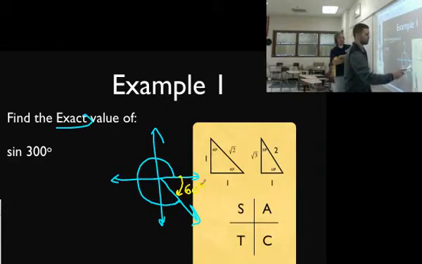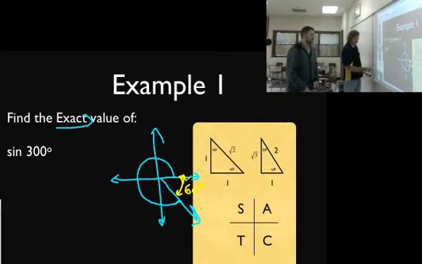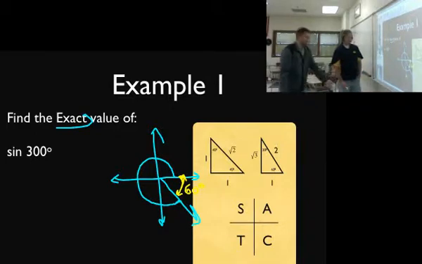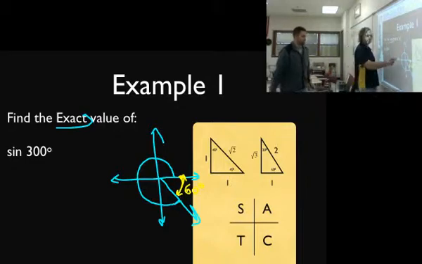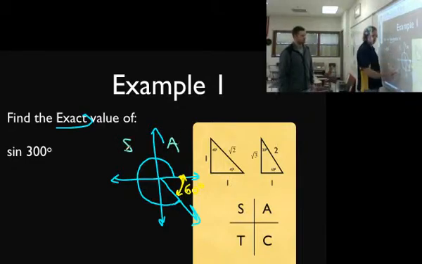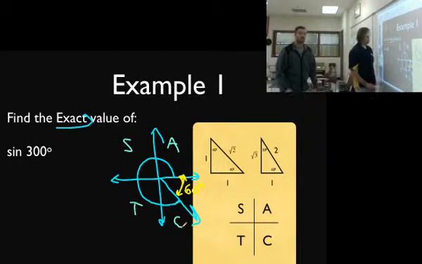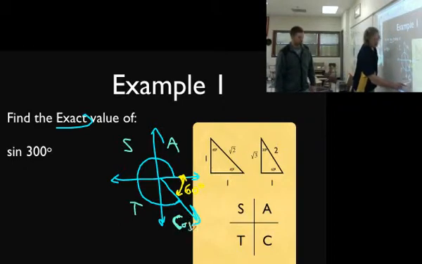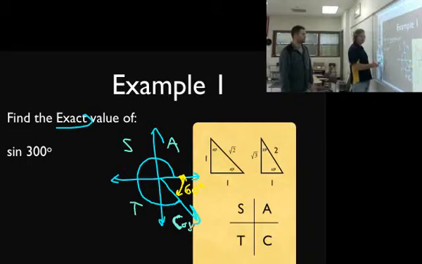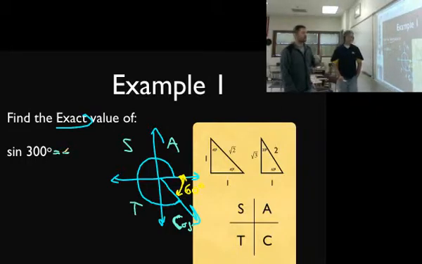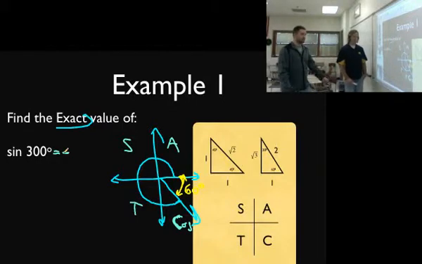Okay, 60 degrees is in the fourth quadrant. What does that mean about sine in the fourth quadrant? Is it positive or negative? All students take calculus. It must be negative then. Cosine is the only one positive down here, so sine is going to be negative. Okay, so the answer is going to be negative.